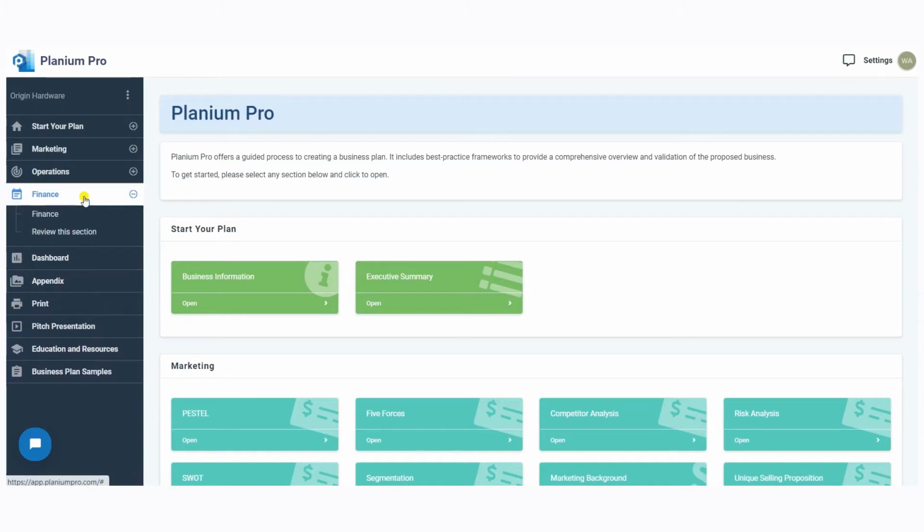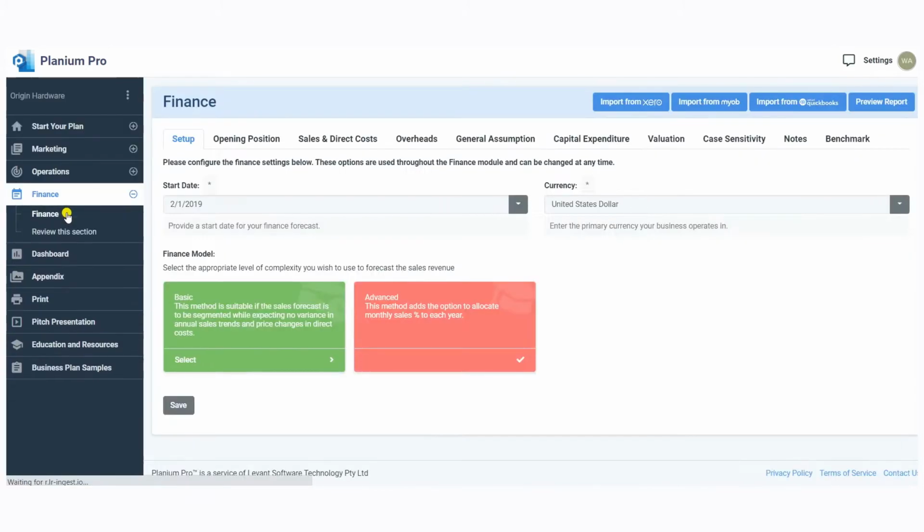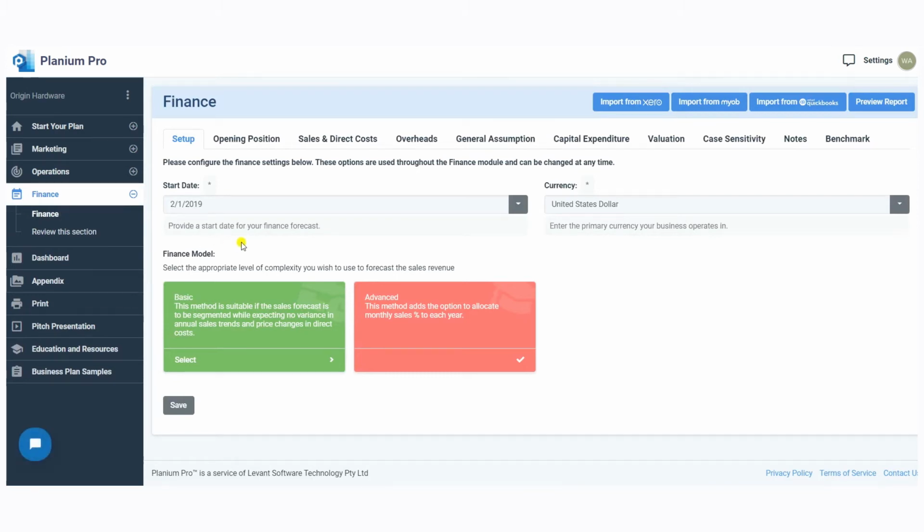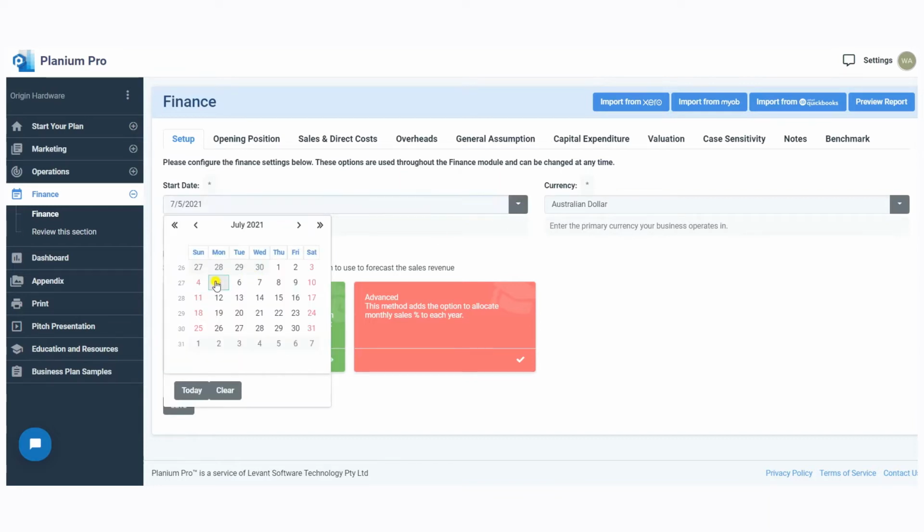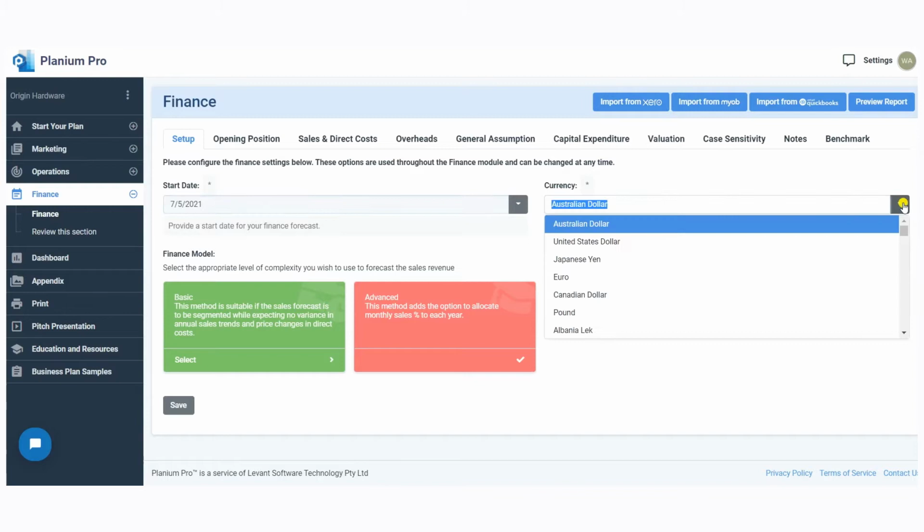A detailed financial plan is required to ensure that your business idea can cover the bills, generate a profit, and help you meet your financial objectives. To get started, it is necessary to determine some input values for your plan. Choose start date and respective currency that your business operates in.